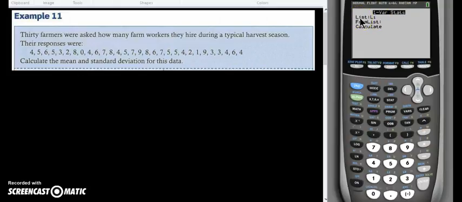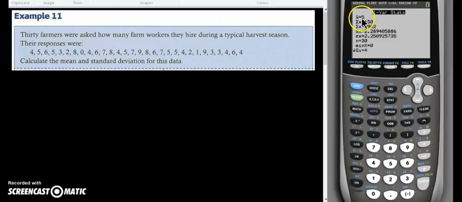So my data is under L1, right? That's my list. So L1 is good. I don't have any frequency list here. I'm not counting anything. What we did just now was we just put all the numbers in there, so we don't really have any frequency list. And then just go to calculate, hit enter, and there you go.